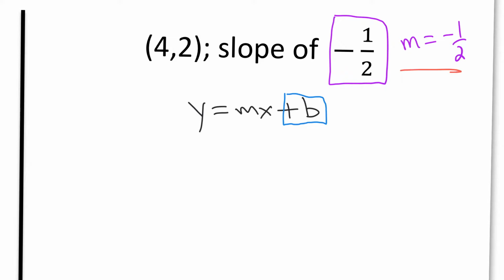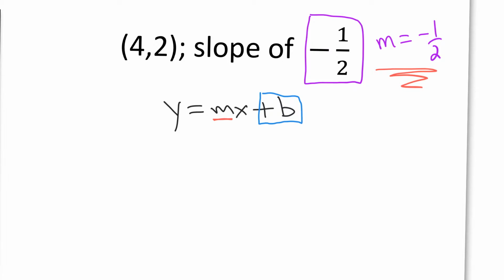We do have the slope. My slope is over here, and I'm going to underline m. I know what that is. So I'm going to start writing the actual answer, but remember that we are missing the b. So let me put my answer here. Y equals m, which is -1/2, x, and we need to find b.